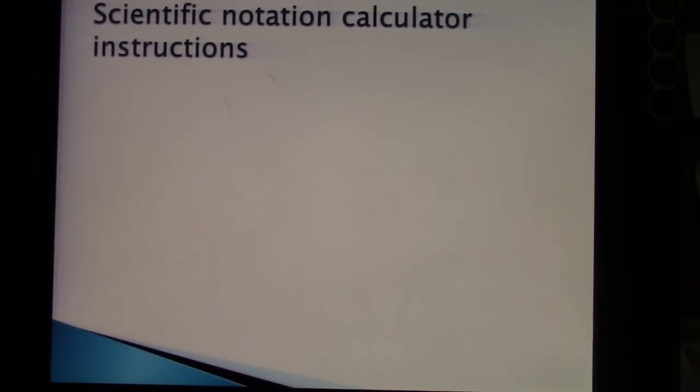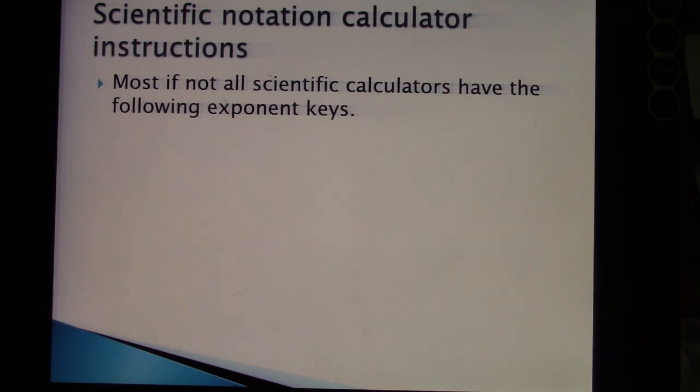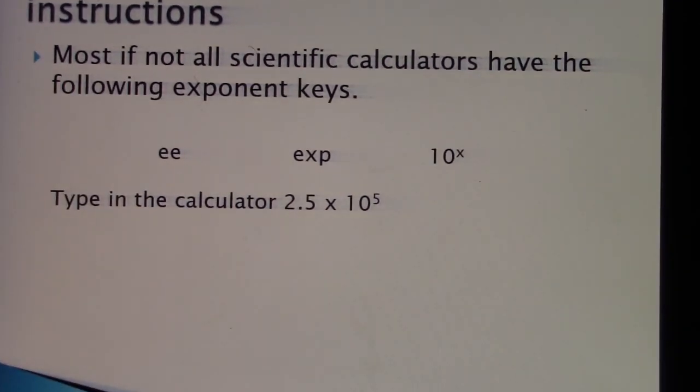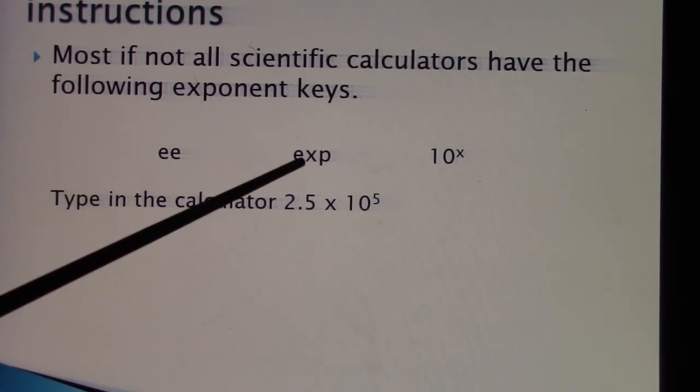Scientific notation and calculator instructions I have in another video, but we can explain it here. Most, if not all, scientific calculators have the following keys. So look on your calculator. Most of your cell phones don't have these, but they might. Look for the EE, EXP, or 10x key. So type in the calculator 2.5 times 10 to the 5th, depending on which key you want to use. You can use this one, or that one. It doesn't really matter.